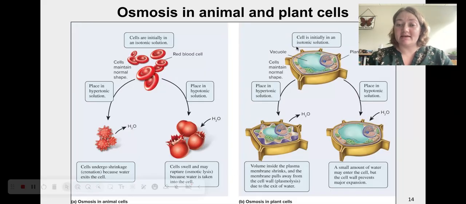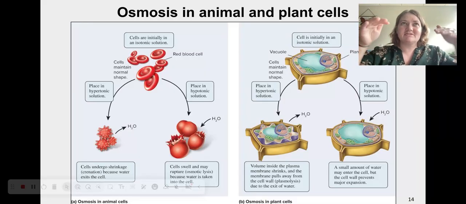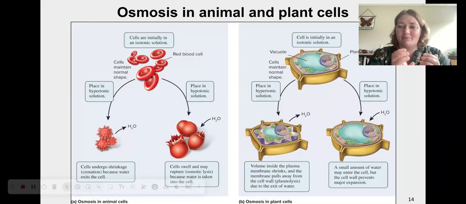Same thing can happen to a plant cell, right? We place it in a hypertonic solution. The water is going to want to leave the plant cell. But remember, the plant cell has this cell wall, which helps it maintain its shape, right? So the cell itself is not going to shrink, but the plasma membrane will start to cave in or shrink away from the sides of the cell wall. All right, so we're kind of losing a little bit of rigidity of that plasma membrane against the cell wall. It's no longer pressing up against the cell wall. It's starting to shrink away.